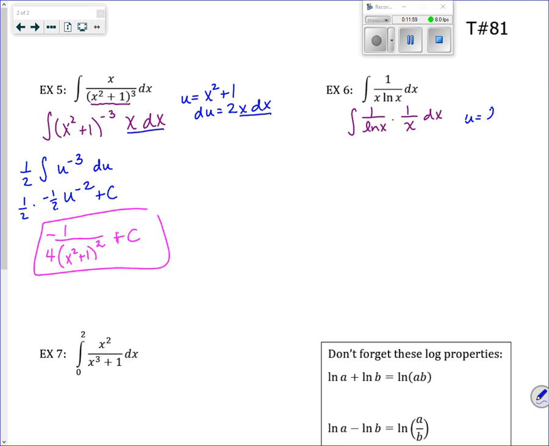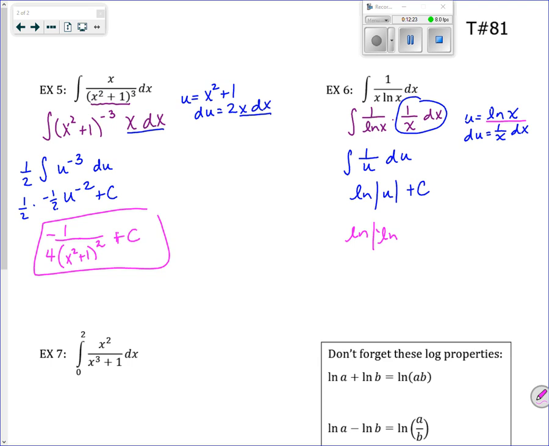Your u is actually ln of x. Du is 1 over x dx. So what is this saying? It's 1 over u, and all of this is du. So I'd have ln absolute value of u plus c. And what is u? Well, u is ln of x. So my answer is this weird looking thing, like that.